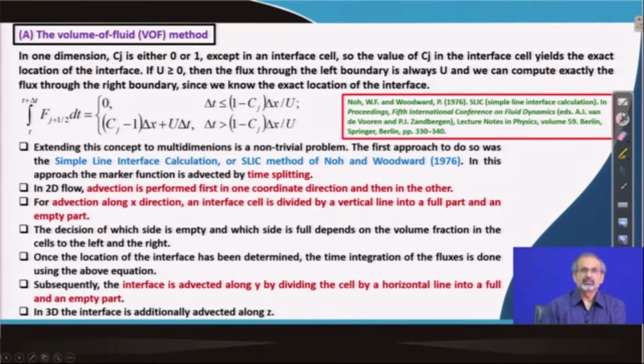So, with this introduction of the color function or the marker function, let us go into the description of the volume of fluid method, which is one of the most powerful methods in this category. As we discussed earlier, in one dimension the C j value can lie anywhere between 0 to 1, and in the volume of fluid method we define the flux at the j plus half cell in this manner, which maintains the advection of a sharp interface. So, it eliminates the problem that we just saw in the previous slide.